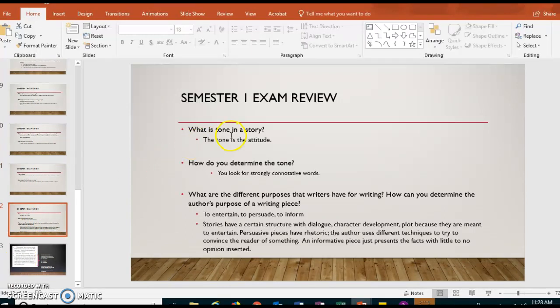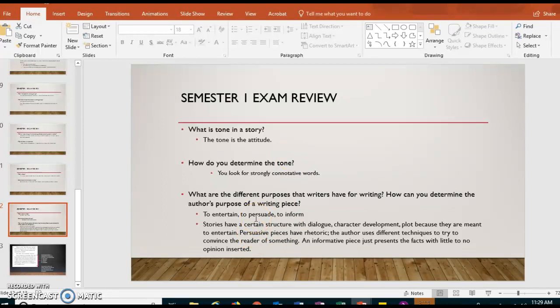And then also you're looking at tone. How do you determine tone? Tone is usually the attitude. So in the Lou Gehrig speech, tone was grateful, right? His attitude was that he was grateful or thankful. A lot of you said that he was grateful or thankful. So that's what you're looking at, right?